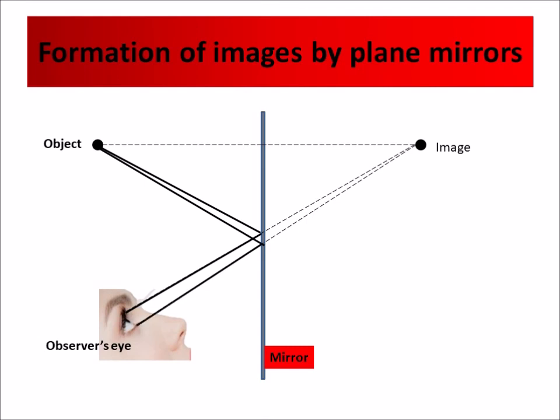And remember, when you draw rays of light, always use arrows to show the direction in which light is moving. And you'll see from the diagram, light moves from the object to the reflecting surface and then from the reflecting surface to the eye.